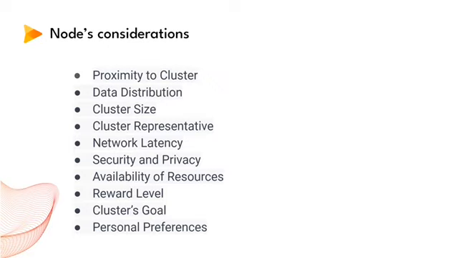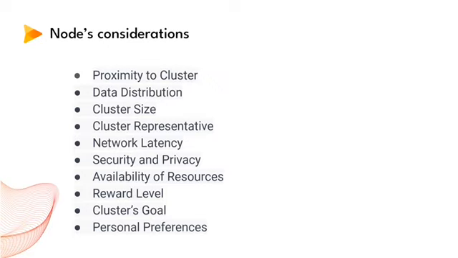Some of these considerations include proximity. The node may prefer to join a cluster that is physically closer to it, as this can reduce communication latency and improve overall model performance. Similarity of data distribution. The node may prefer to join a cluster whose clients have similar data distributions to its own, as this can improve model accuracy and convergence speed.